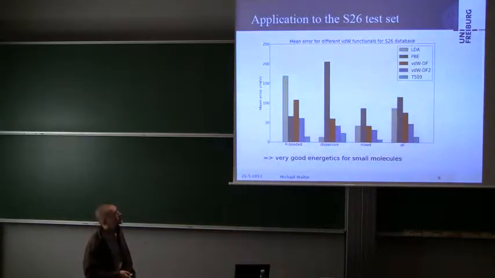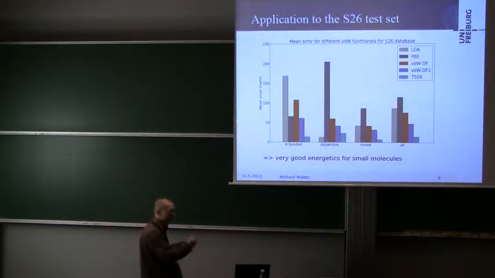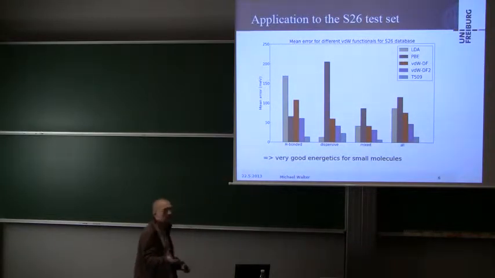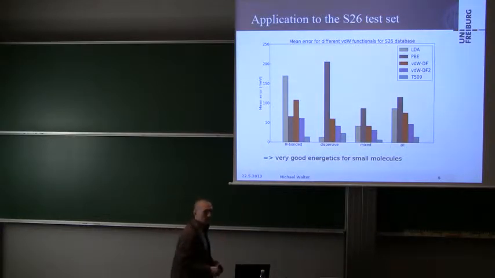And it works really well for this S26 test set of small molecules that interact via van der Waals forces, and one sees it nearly outperforms all other approaches, at least for the function fitted to S22. Yeah, the cutoff function is fitted to it. I mean, it's really just one parameter, which is not bad, I would say. So compared to Grimme or so, where you have hundreds of parameters, it's not bad.